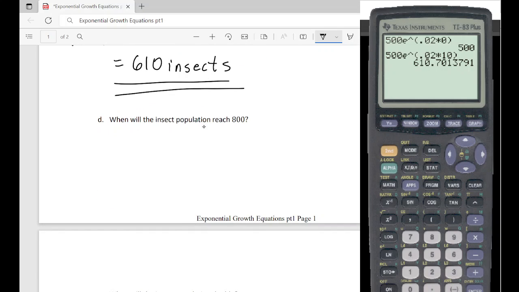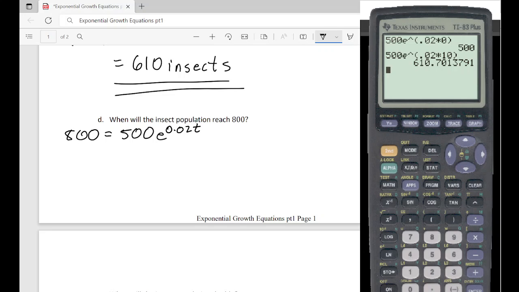Now, when will the insect population reach 800? Well, since we're trying to find time, that means we need to know what P is. So logically, it makes sense that 800 is P. So I'm going to set my equation equal to 800. So 800 equals 500e^(0.02t). And now I'm just going to solve.